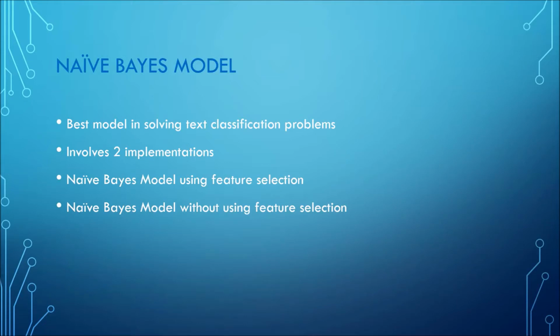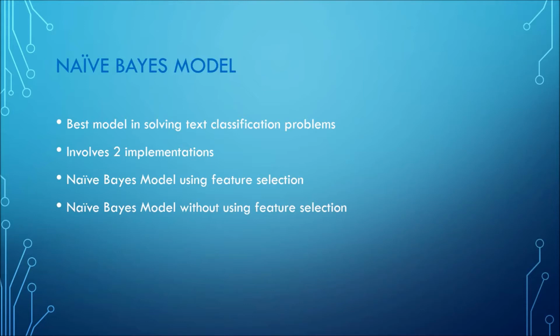As part of the project, another model, Naive Bayes, has also been implemented in performing the email spam filtration. Naive Bayes has gained so much popularity in solving text classification problems. And as part of the project, there are two types of implementations performed for the Naive Bayes model. One of them is the Naive Bayes model using feature selection. In this type of model, the Naive Bayes algorithm is performed by using the spam and ham keywords already selected by performing the feature selection algorithm.